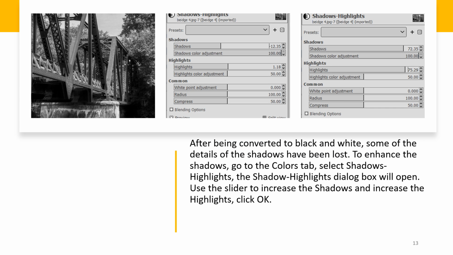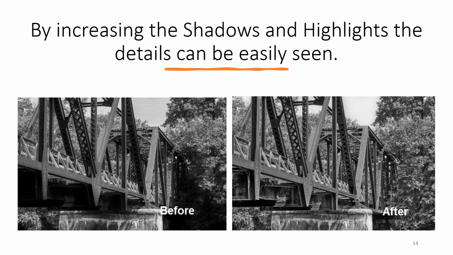After being converted to black and white, some of the details of the shadows have been lost. To enhance the shadows, go to the Colors tab, select Shadows and Highlights. The Shadows and Highlights dialog box will open. Use the slider to increase the shadows and increase the highlights. Click OK. By increasing the shadows and highlights, the details can be easily seen.